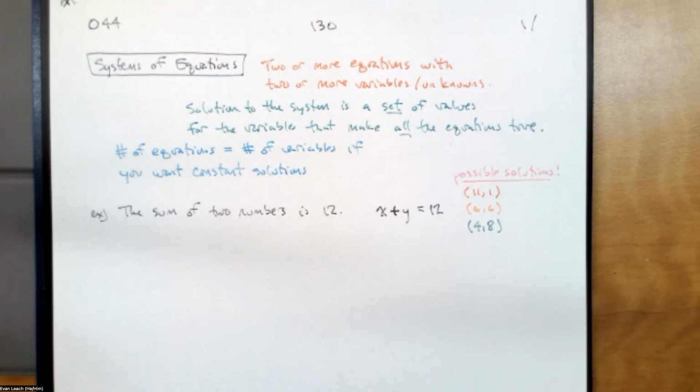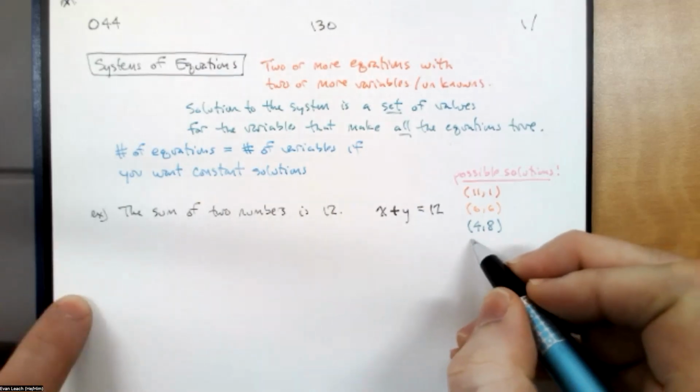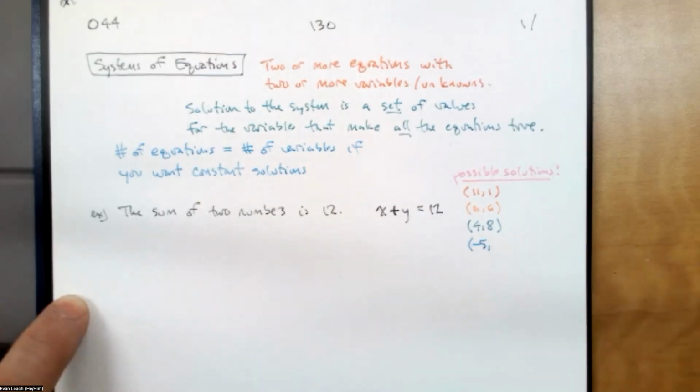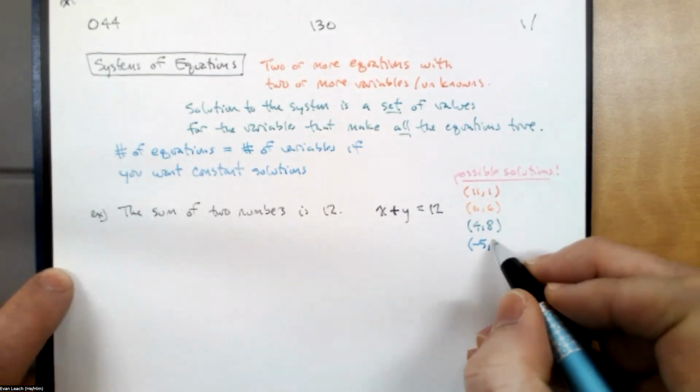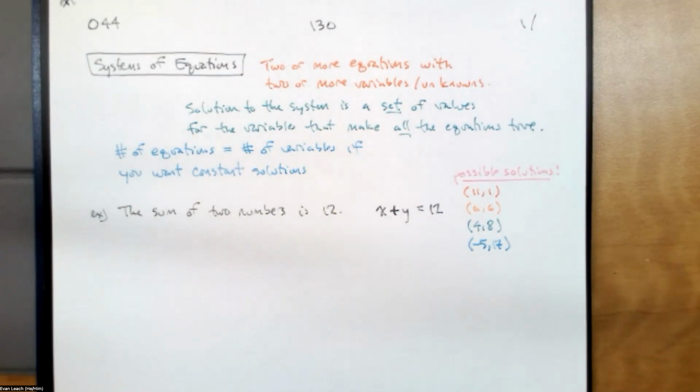There's way more than that. There's an infinite number of solutions. You can go negative. What if x is negative 5? Right, we're looking at a line. We're just looking for points on a line. That is correct, that's my next point. So if x is negative 5, what would y have to be to make this equation true? 17. You have a negative 5 and you find 17, you now have 12.